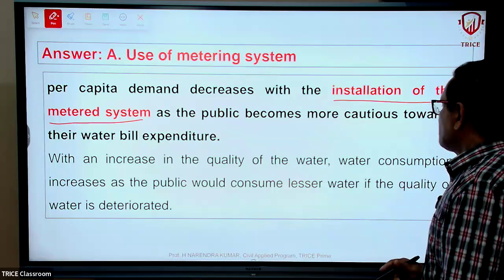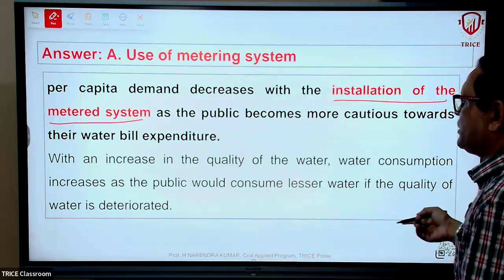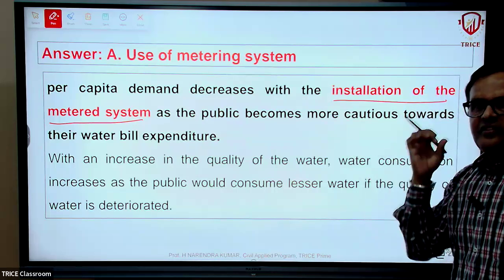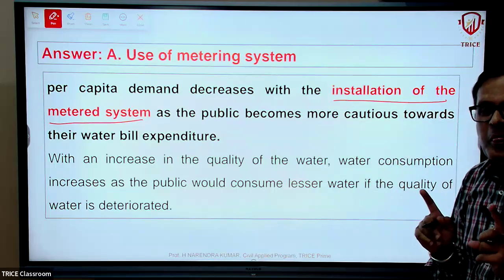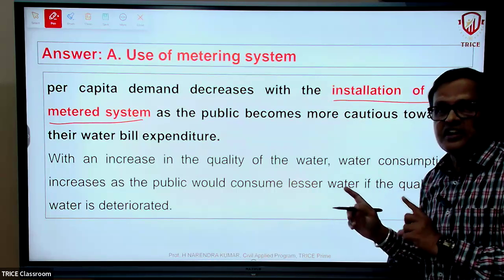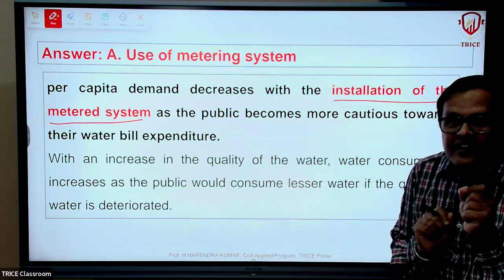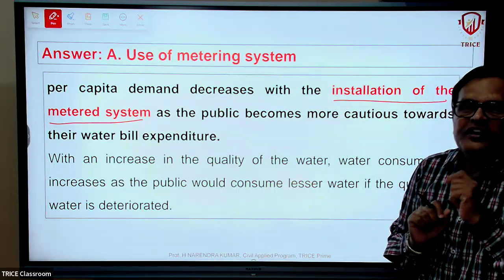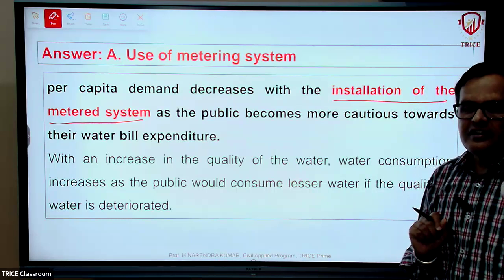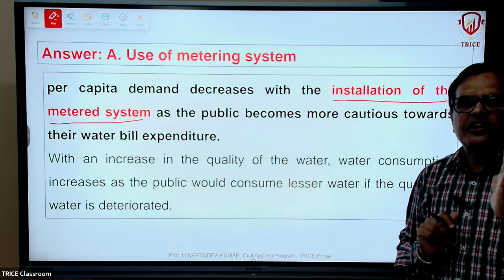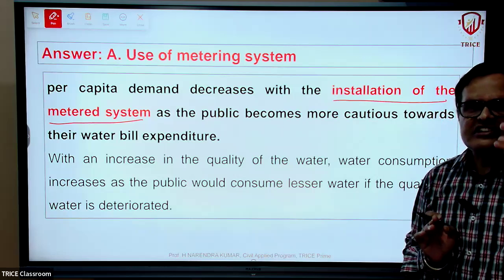The option says that with an increase in the quality of water, water consumption increases, as the public would consume less water if the quality of water is deteriorated. If the quality of water is less, then we'll consume less. But that should not be the option. As engineers working in the department, don't try to select this, thinking, okay, let us give lesser quality water so that people will consume less. That should not be the attitude of a civil engineer. What is the quality expectation in water supply engineering? Potable, palatable and wholesome. These three are very, very important.